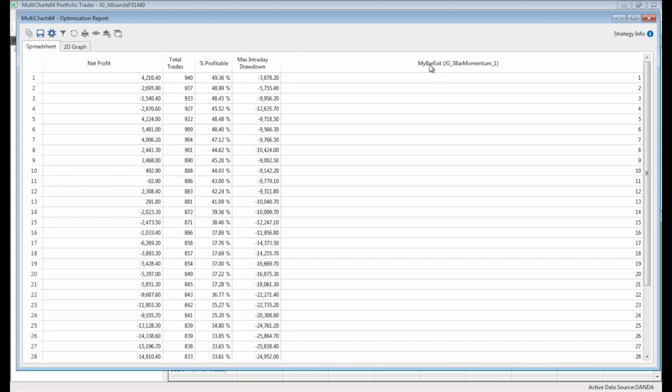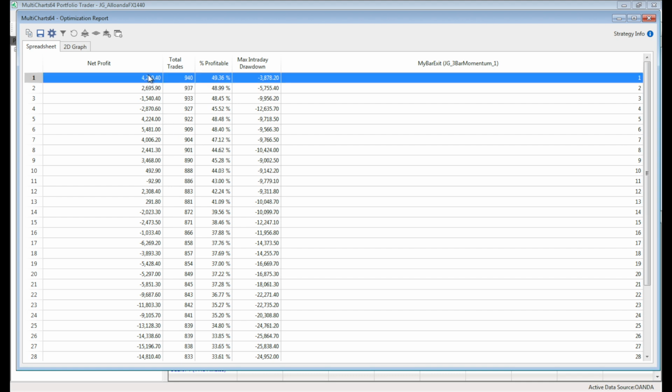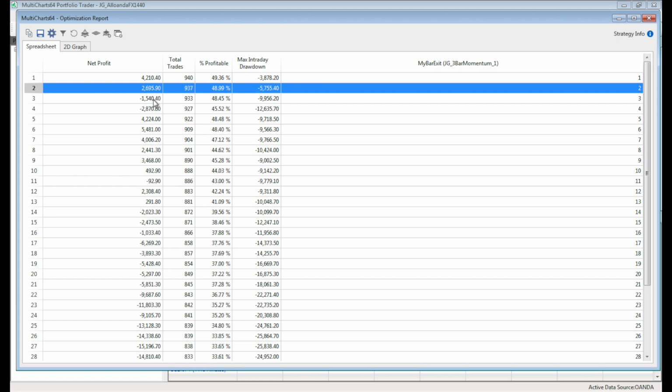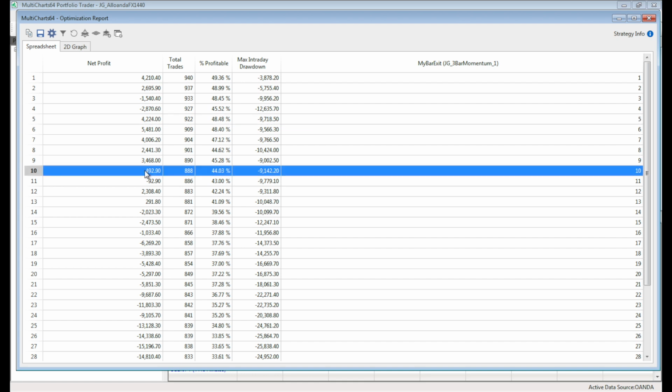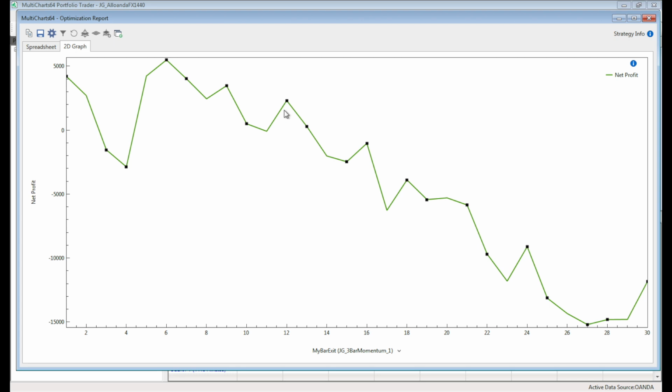You can see here we've got the bar exit between 1 and, scroll down, we've got 30 days. And we can see that exiting after 1 bar does work, 2 bars does work, but then it goes into negative, and then it starts to work again from 5 bars, well, solidly working from 10 bars. And we can see that on the 2D graph. And we note that the best results are just around this area here.